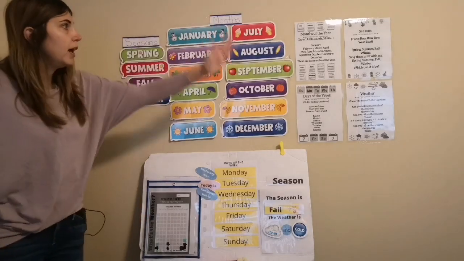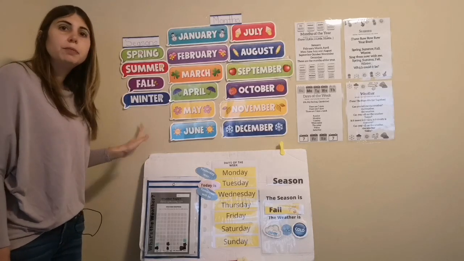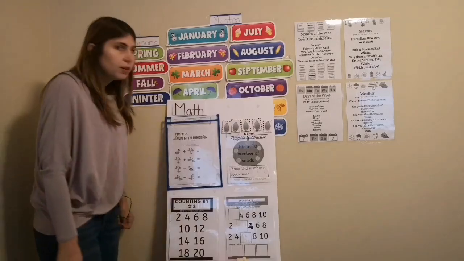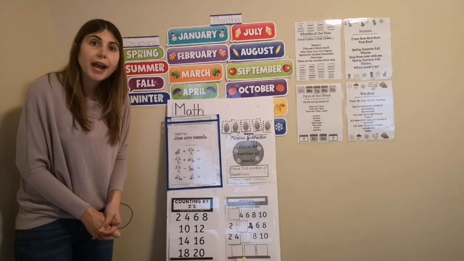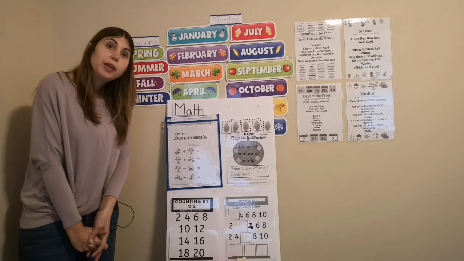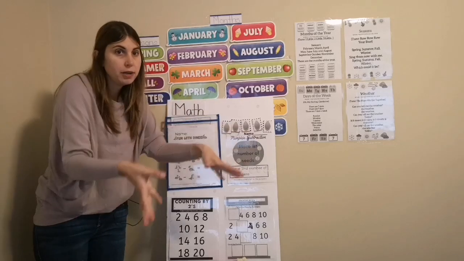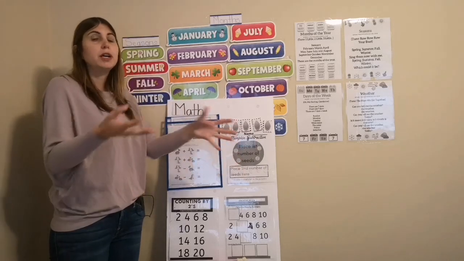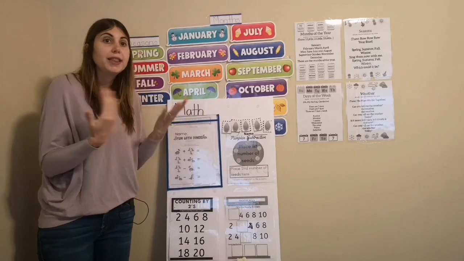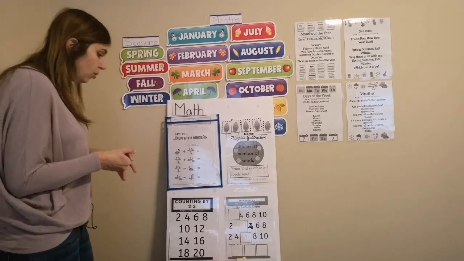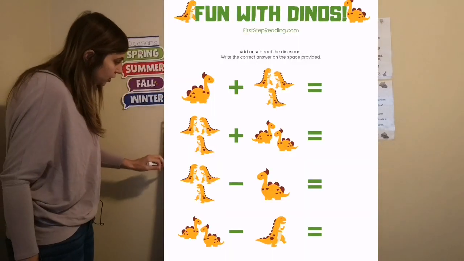So this is our calendar for today. And now we're going to move on to math. For math, we are talking about subtraction. So last week we learned about addition, which means when we get more of something. And this week we're talking about subtraction, when things go away or we get less of it. So this worksheet you can do with the dinosaurs is a practice of addition and subtraction.